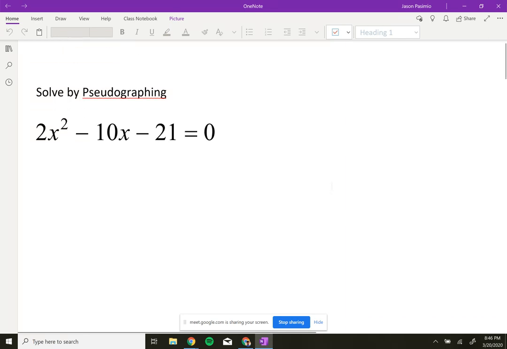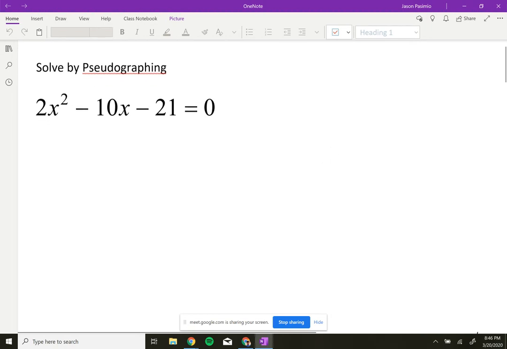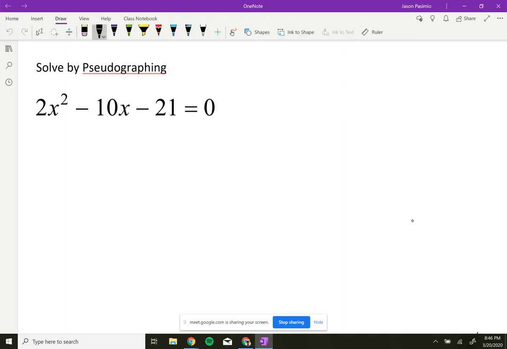So before I get into the quadratic formula, I just want to remind us what it's like to do stuff without the quadratic formula. So this is one that we already know how to do. If I try to solve this one by pseudographing, this one's irritating to do because of that leading coefficient there. So I'm just going to start this one off by dividing the entire thing by 2, giving me x squared minus 5x minus 21 divided by 2, which is 10.5, is equal to 0.